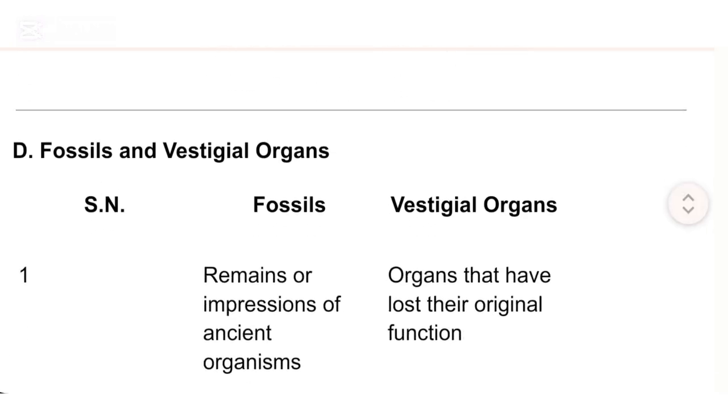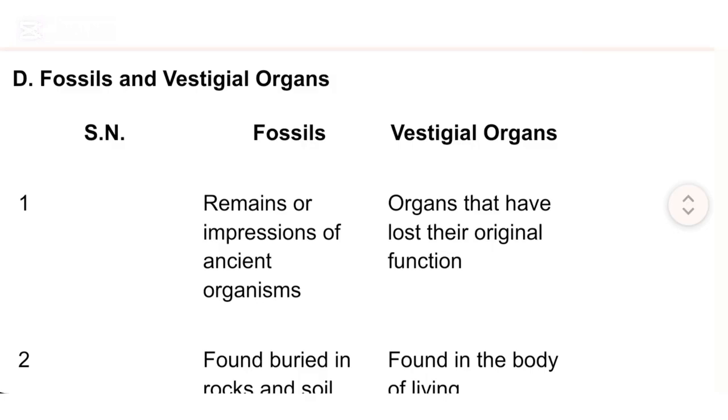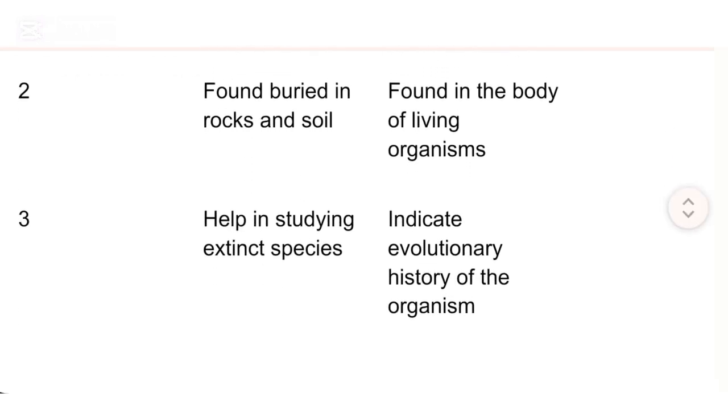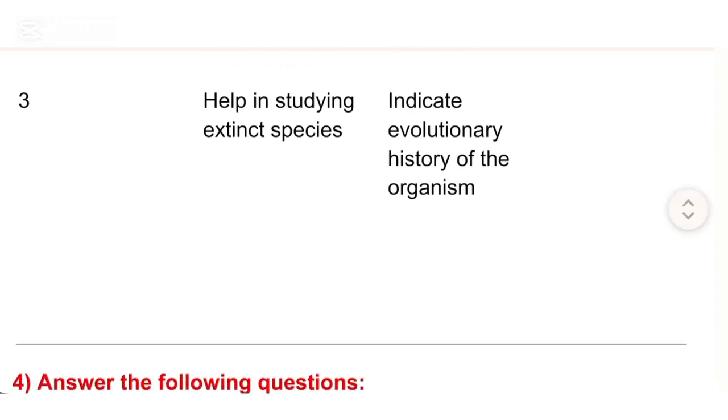D. Fossils and vestigial organs. S.N. Fossils, vestigial organs. 1. Remains or impressions of ancient organisms; organs that have lost their original function. 2. Found buried in rocks and soil; found in the body of living organisms. 3. Help in studying extinct species; indicate evolutionary history of the organism.